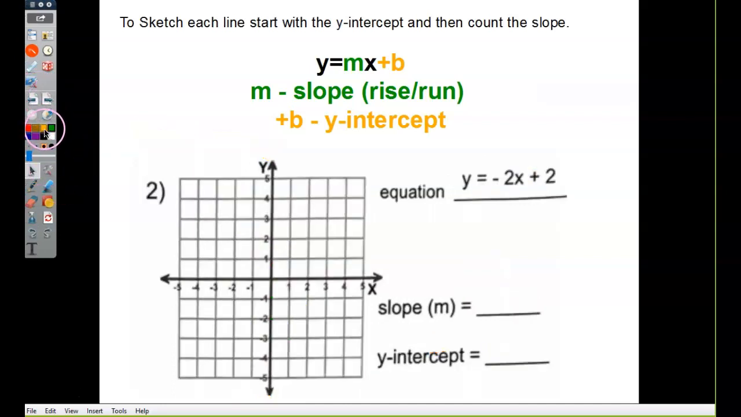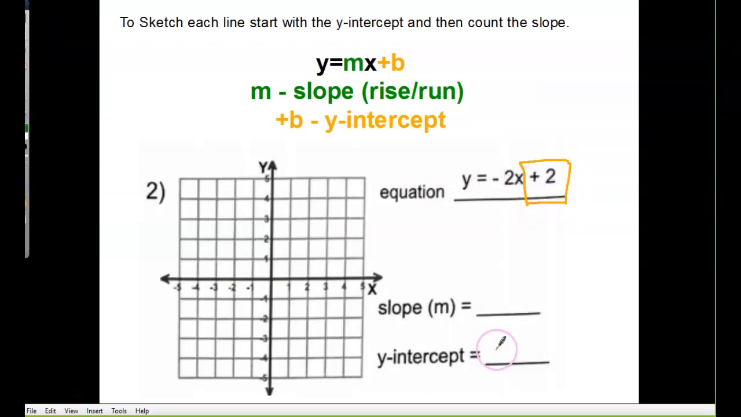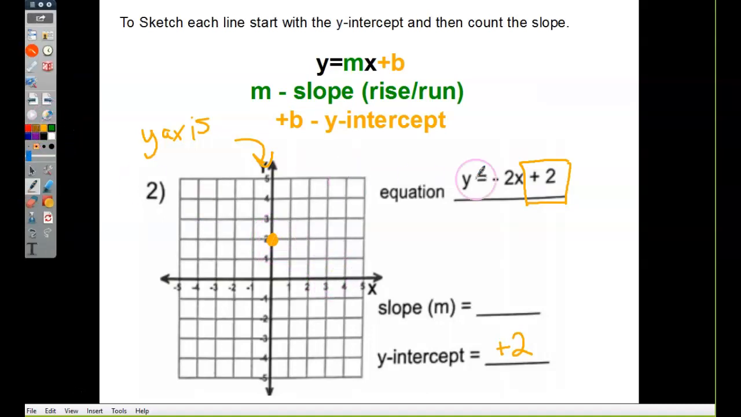So number 2, the first step is always going to be find my y-intercept, +2. Because I know it intercepts the y-axis at +2, I can go on ahead and drop that point in there. +2. Well, now I need to worry about this slope.